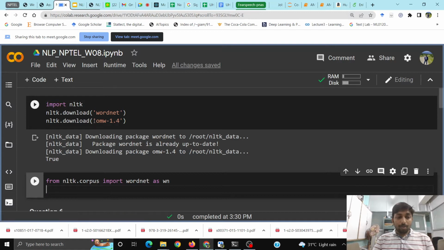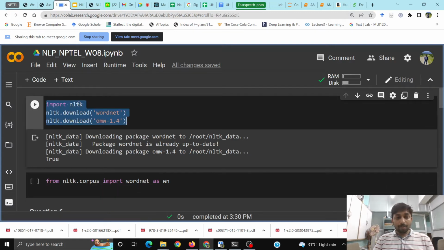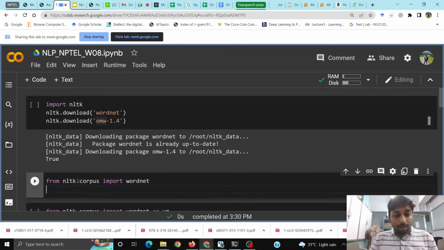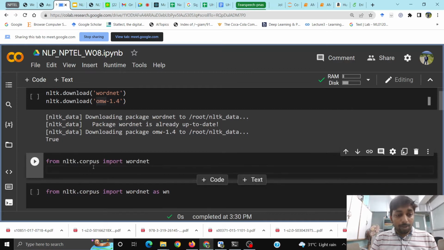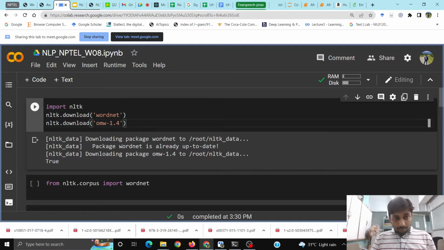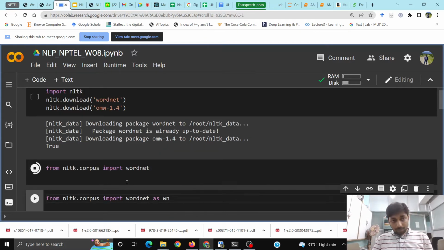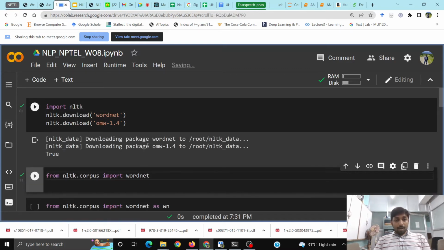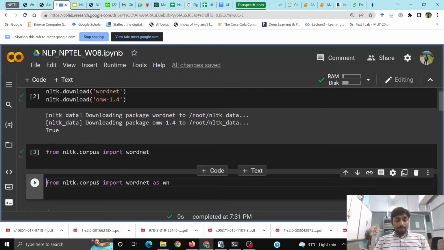Now, I will share this link as well. When you are first installing NLTK, you have to install WordNet as well as OMW to run all the codes that are given here. So now let us try the first one. You have to load nltk.corpus import WordNet. If I just do this, it will download all these things and then we can load it. For simplicity, we will use WordNet as wn, but you can avoid it.